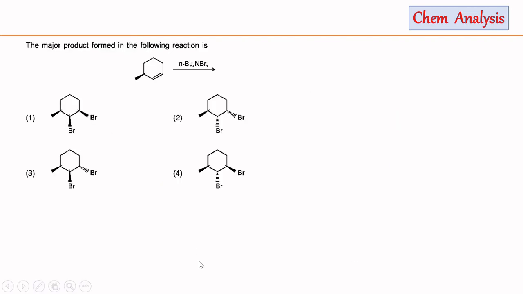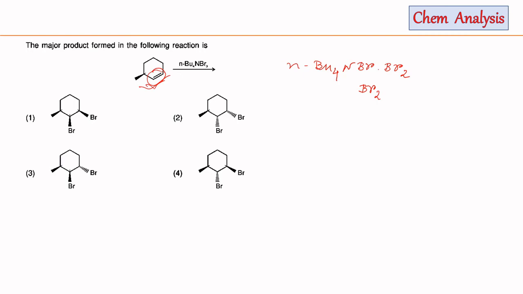This is a very important question. You have to tell about the final product for this reaction, and here the reagent is NBu4 Br3. You can write it as NBu4Br and Br2, and it will be a source of bromine. So there will be addition of bromine at this double bond.